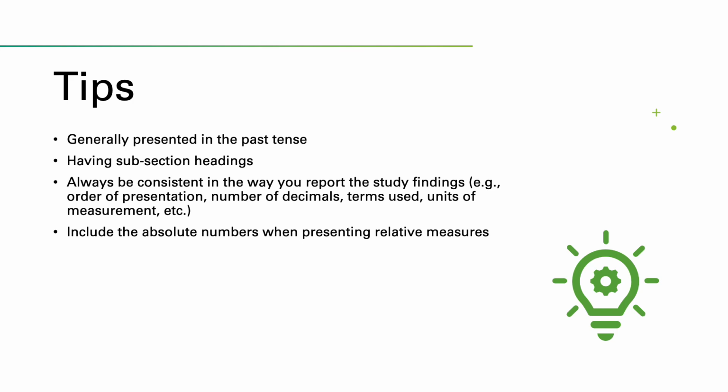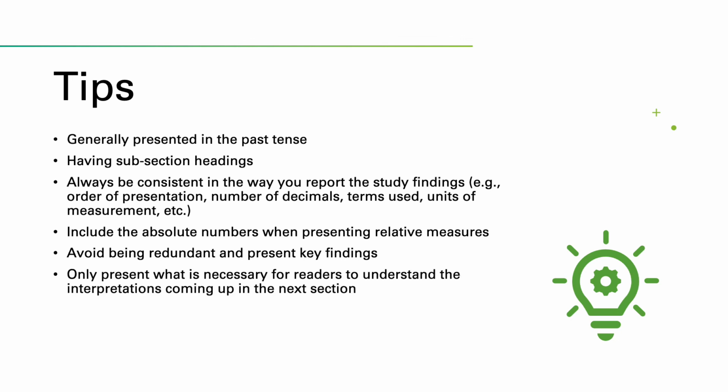And though it's crucial to describe all tables and figures included in the article in the results section, you should avoid reporting redundant findings and instead try to be concise and summarize the key findings, such as trends or patterns that are present in the data, group comparisons, or key estimates. In the results section, only present what's necessary for readers to understand the interpretations and conclusion that you're drawing about the research question in the next section.